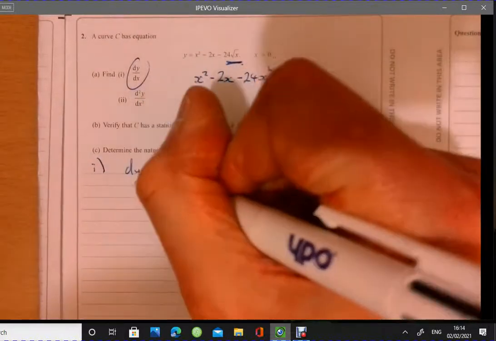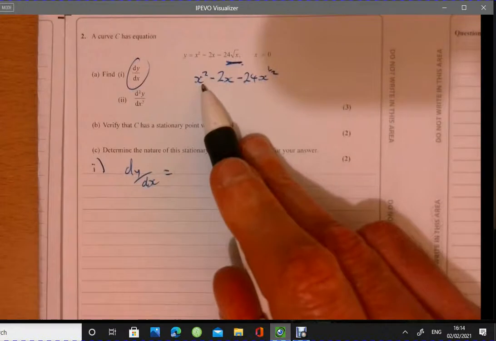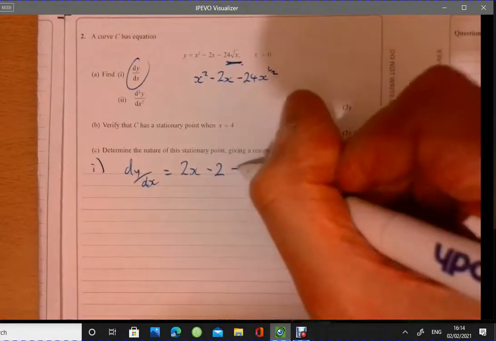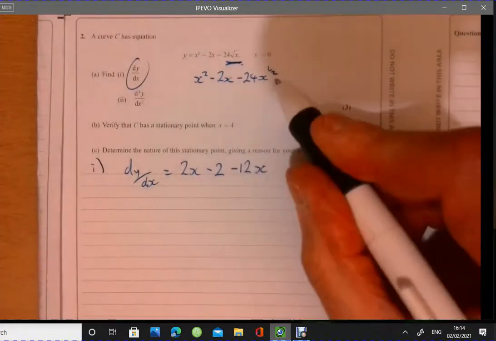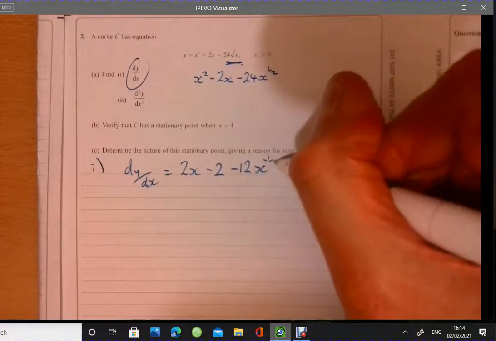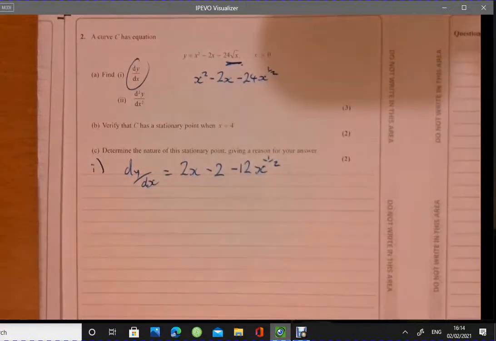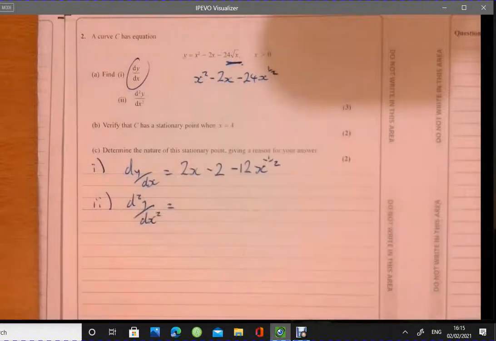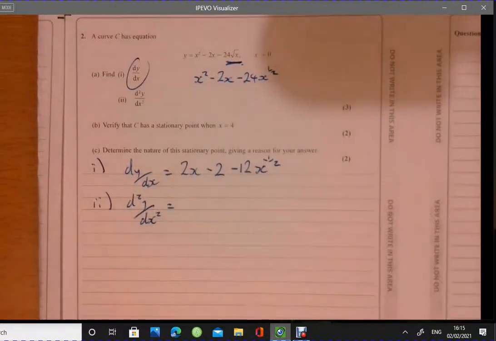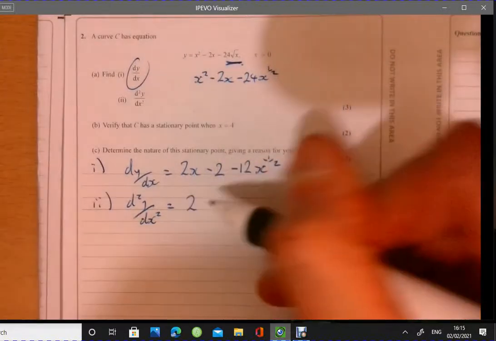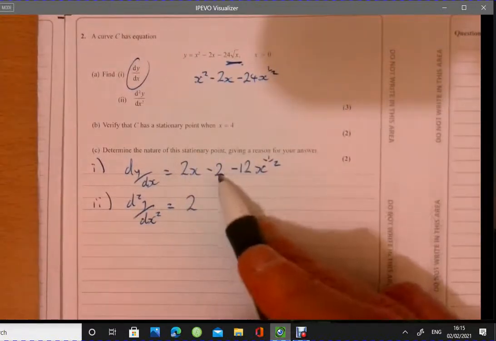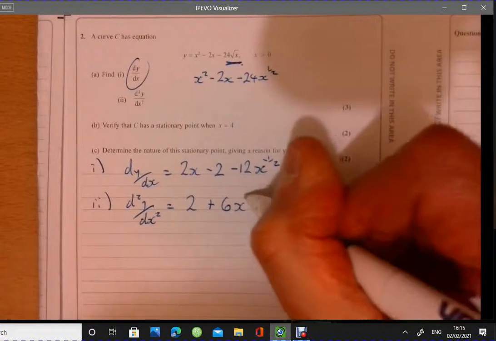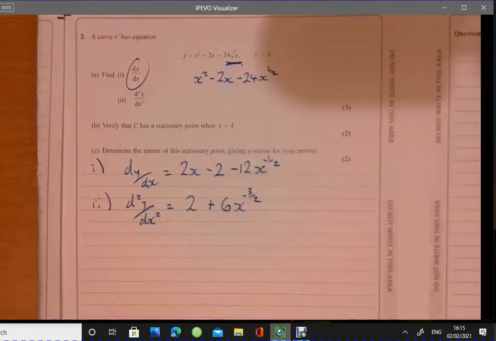So dy over dx will equal 2x minus 2, and then half of 24, and then x, lower the power by 1, so minus a half. There we are, just leave it like that. Right, part 2. So all this means is differentiate it again, right? The question is actually trying to be nice to us. It's trying to lead us through the question. So if we just differentiate this again, we get 2. This minus 2 sort of disappears, and then 12 times a half, that's a 6. It's going to be a positive, double negative, x to the minus 3 over 2.